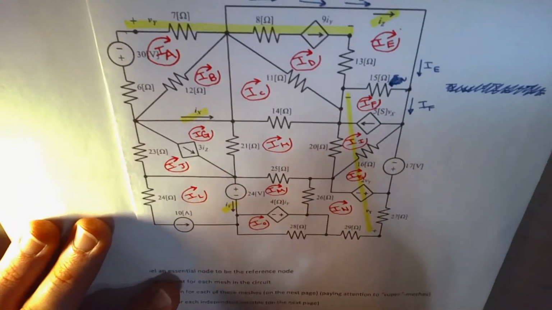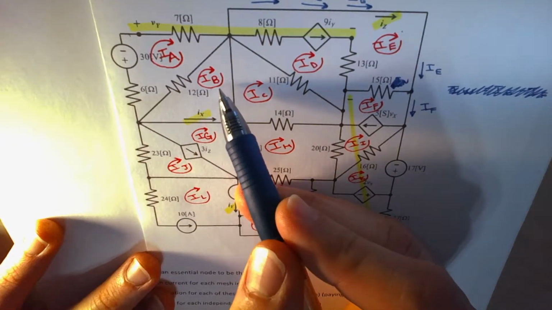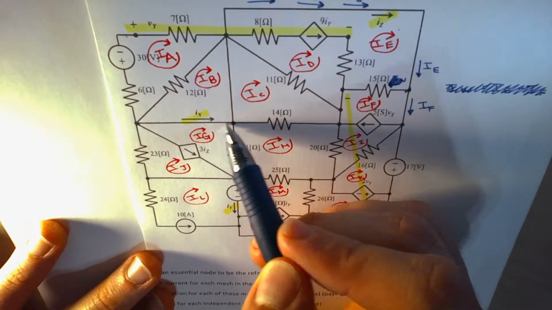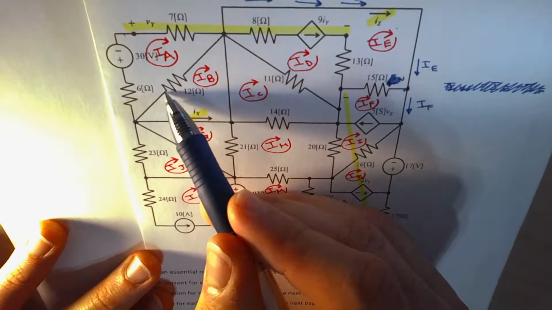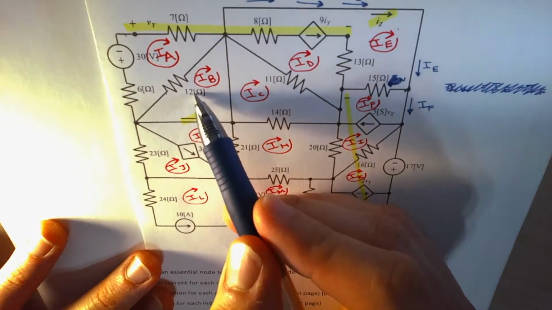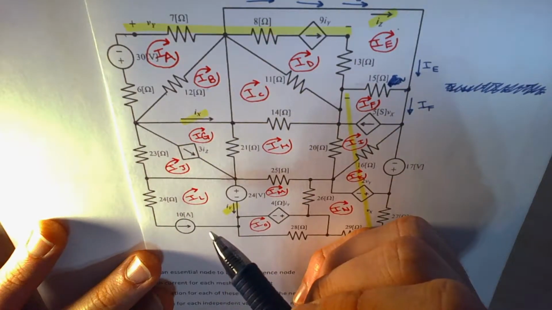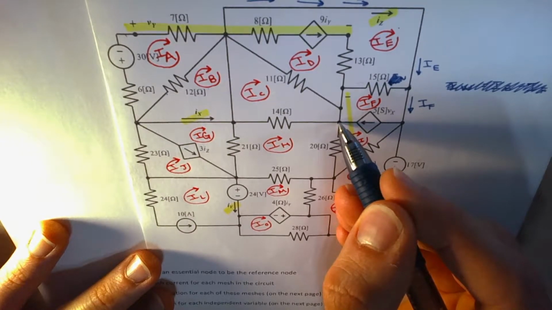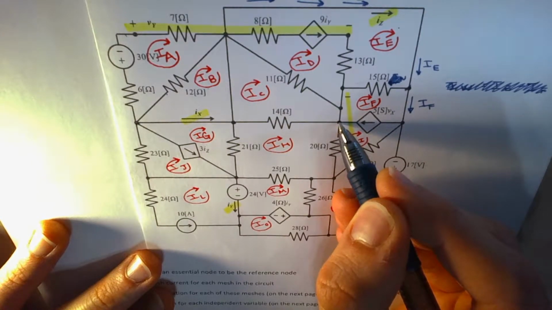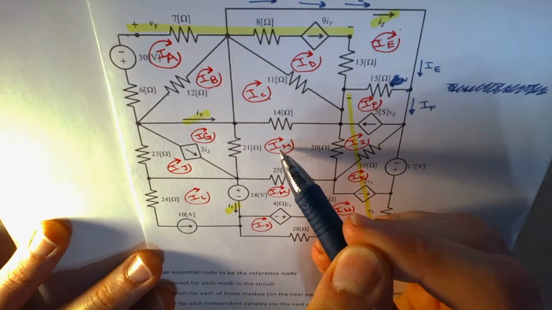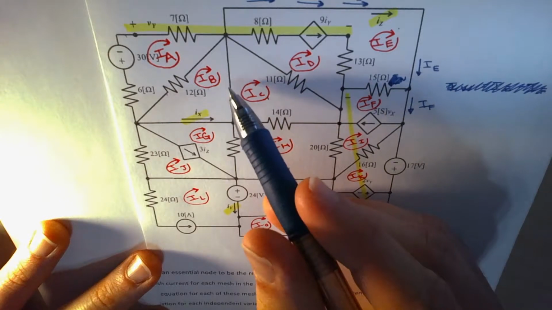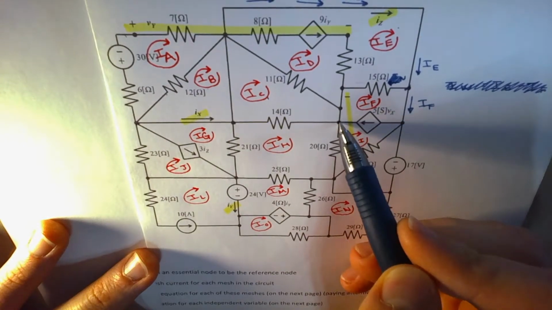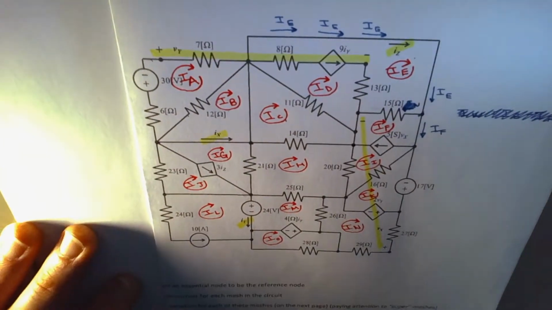Let's do the next one. So we don't have to write this one down. When we write a KVL equation here, we can start here, and we're going to have IB minus IA times 12 ohms equals 0. Let's do IC. IC, we can start here, and we'll have IC minus IH times 14 ohms plus IC minus ID times 11 ohms equals 0. I'm going to take a minute to write this down.